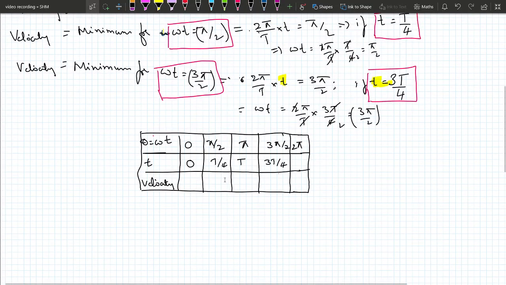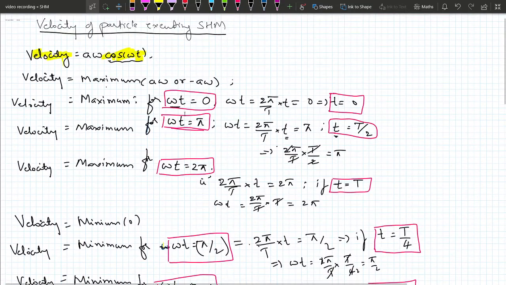Let's check it. First one, whenever omega t is equal to 0, you get a maximum. Look here, when omega t is equal to 0 or t is equal to 0, the velocity will be maximum. How much is the velocity? You can calculate the velocity also. In this case it is maximum because cos omega t is equal to 1. Cos omega t equal to 1 means velocity is nothing but plus A omega.